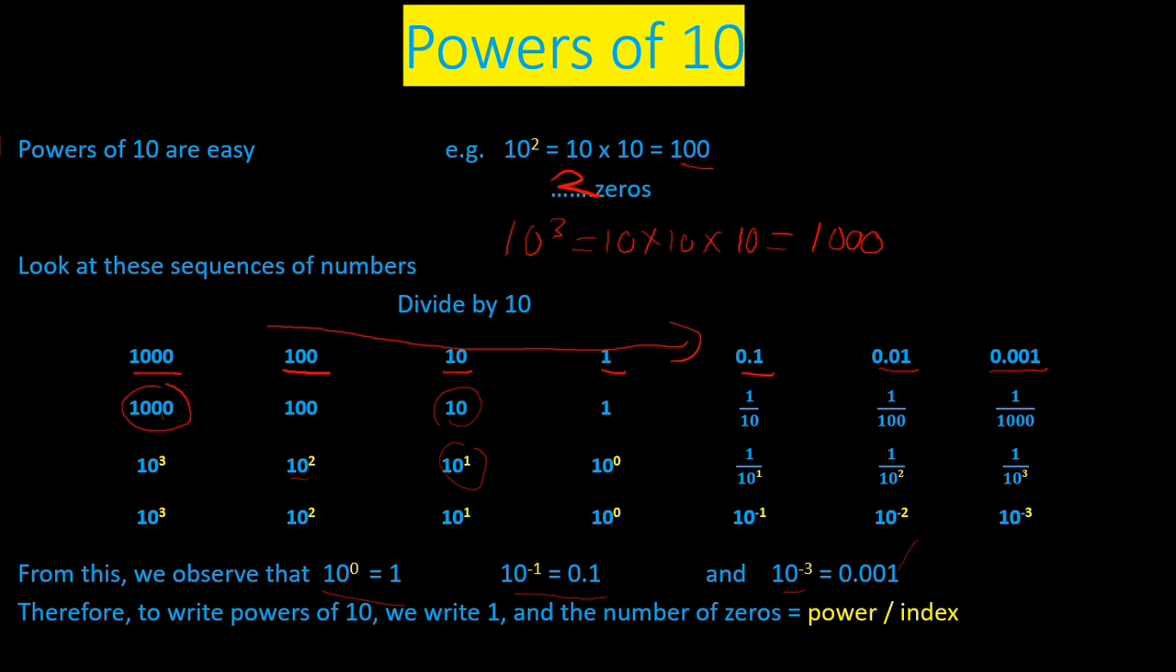Taking note of the fact that this number here, 10 to the power minus 3, is the same as saying 1 over 10 to the power 3, which is also the same as saying 1 over 1000. So you can see that in order to write powers easily, we just write 1, and then the number of zeros is equal to the power or the index. For example, if our power is positive, then it means that our number is not a decimal, it has got positive.